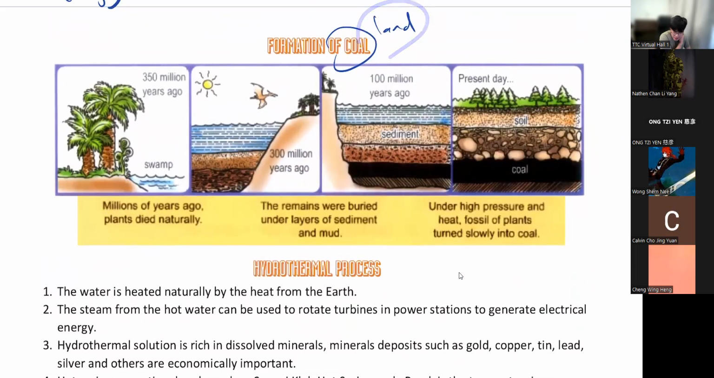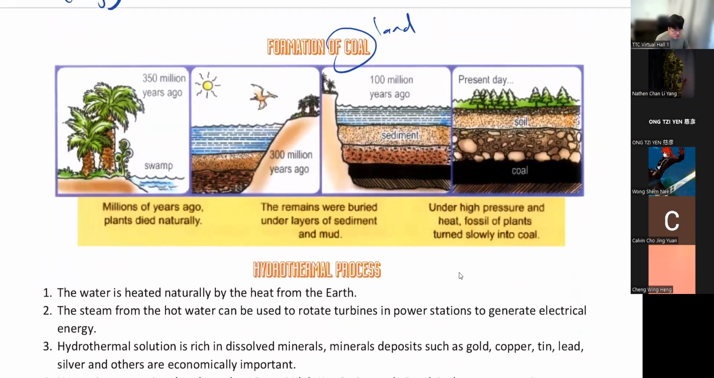Okay, this is from land, right? Same thing happens. Okay, plants, they die. Years and years of pressure and heat, they turn into coal, right? China, they use a lot of this electric car. Even if you buy a Tesla, you buy an electric car, you still need to burn coal to charge it, which is kind of pointless, right?